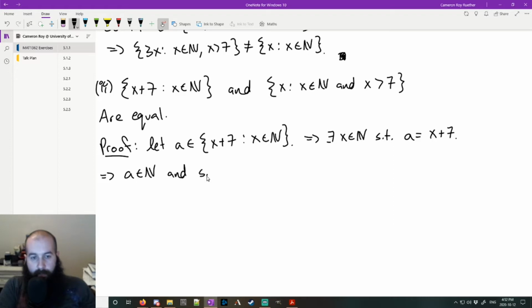and that since x being natural means x is greater than or equal to 1, this means that x plus 7 is greater than or equal to 8, which is strictly greater than 7. Now x plus 7 is A, so A is strictly greater than 7. Now since A is natural and A is strictly greater than 7, it satisfies the conditions of the second set. So A is in the second set.